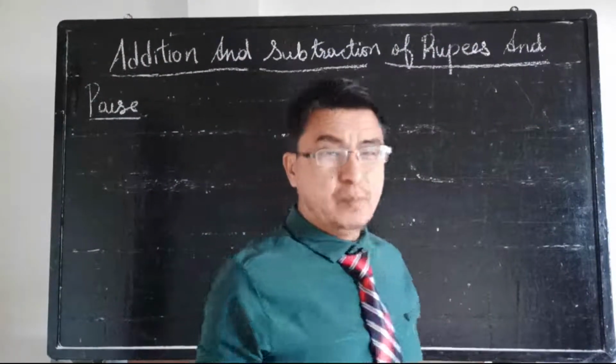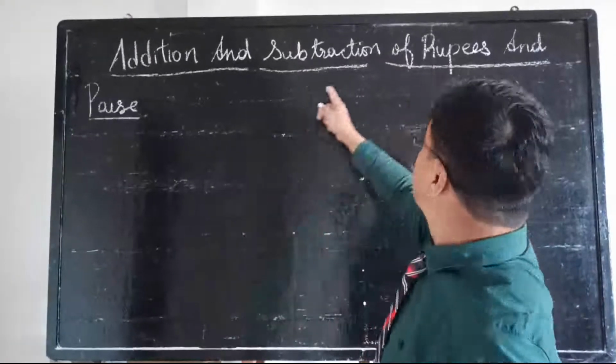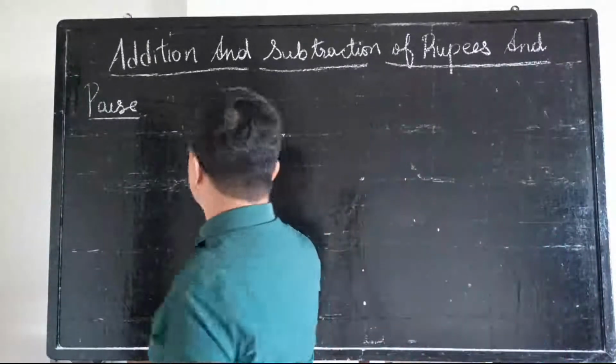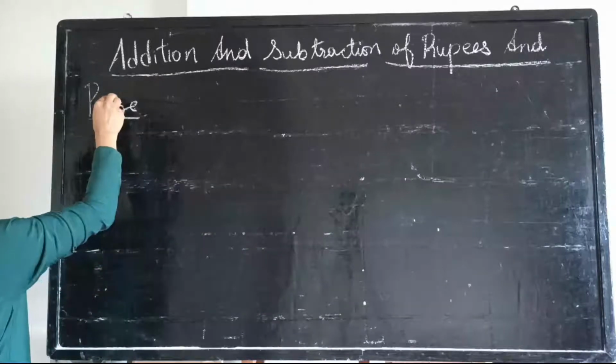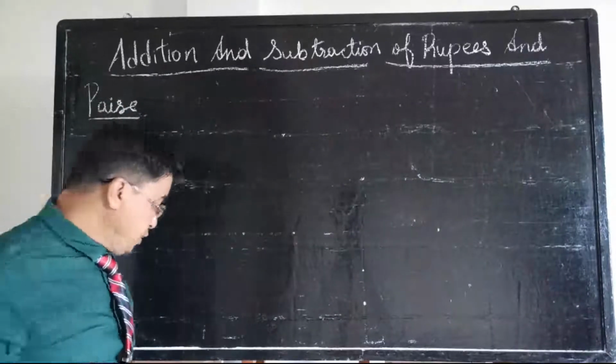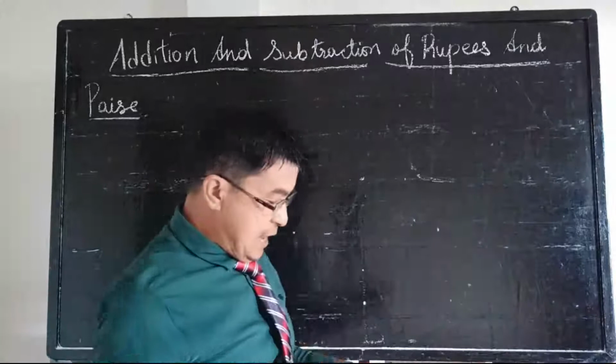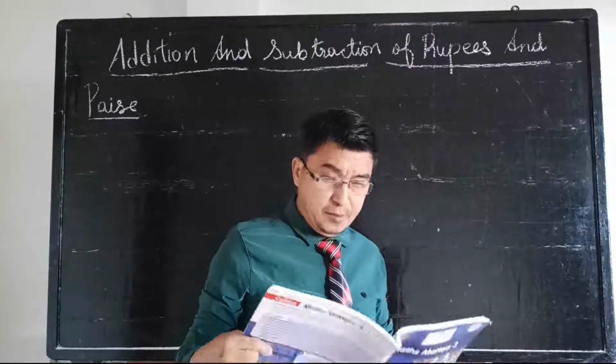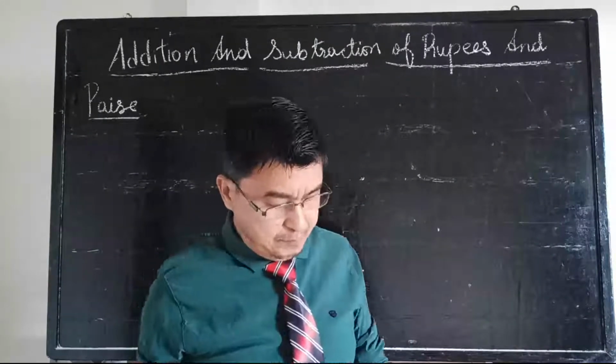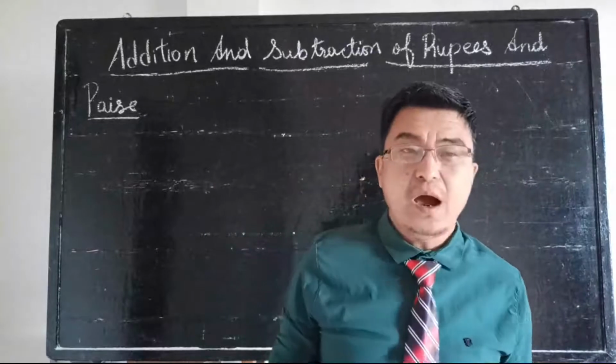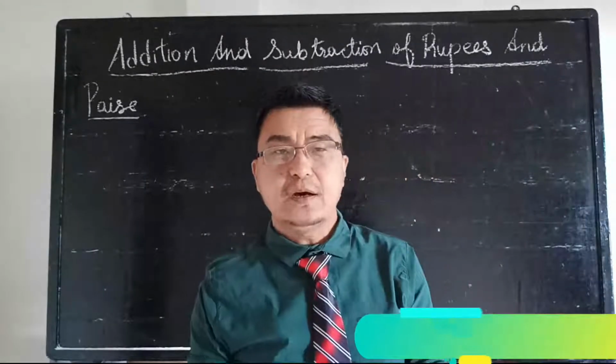Today we are going to learn about addition and subtraction of rupees and paise. Rupees and paise are added and subtracted just like numbers. Look at page number 98. Rupees and paise are added and subtracted just like other numbers.